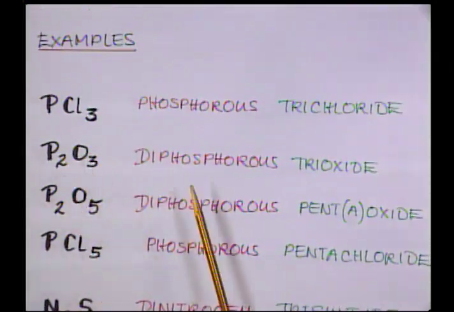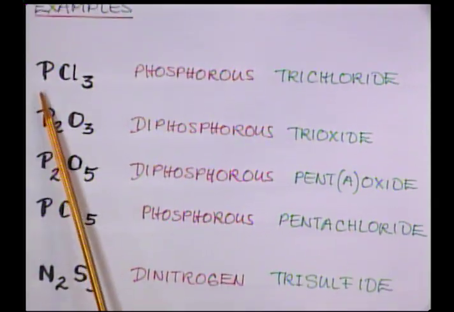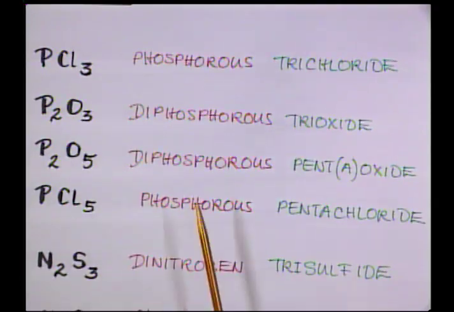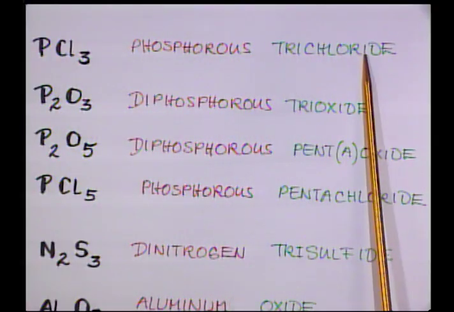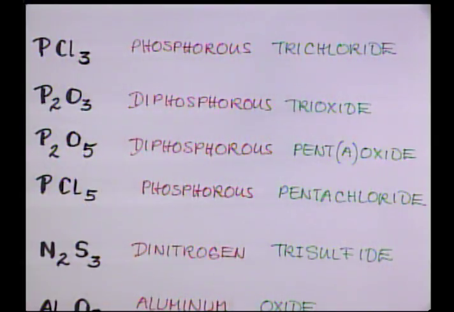Now let's look at some examples, and we'll go through the list so you feel comfortable in naming binary compounds. So these are examples. Let's look at the first one. We have PCl3 as a formula, and the name is phosphorus trichloride. You see, it's a covalent compound, therefore we have to say tri.